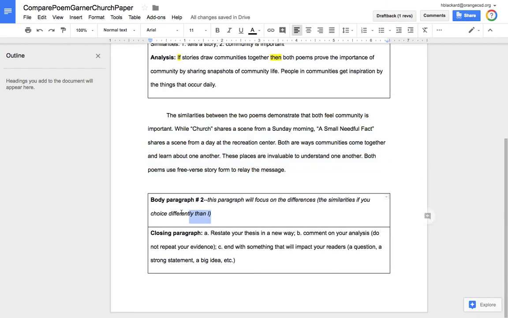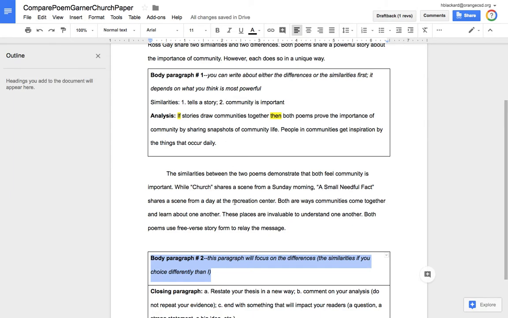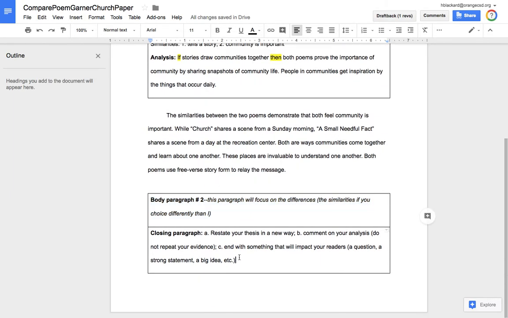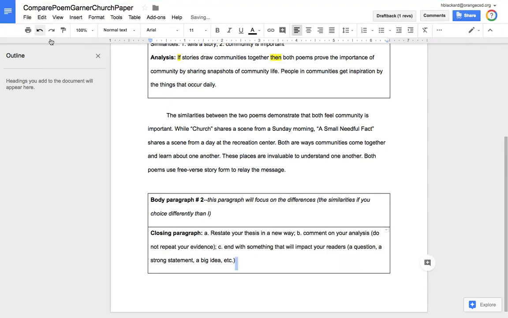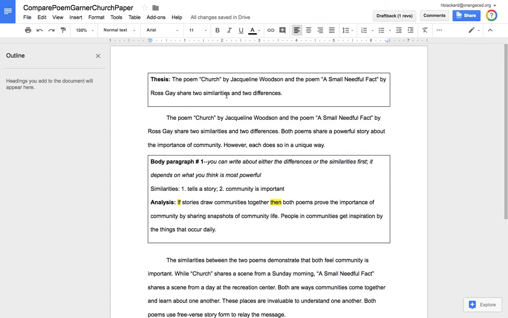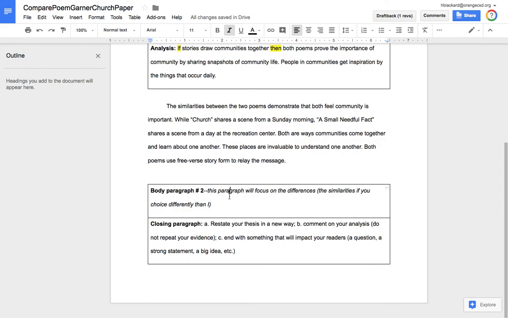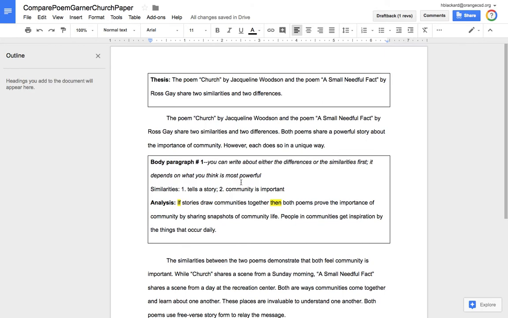You repeat the same work here in the body paragraph that you did up here. This second body paragraph is either going to deal with the similarities or the differences, depending on which one you choose, because you can put either one first. You choose the one to go first that you think is the strongest. And then you have your closing paragraph. So this paper is going to have four paragraphs: an opening, a body paragraph, and a closing paragraph. And this is mostly review. It's just the structure I wanted to show you.